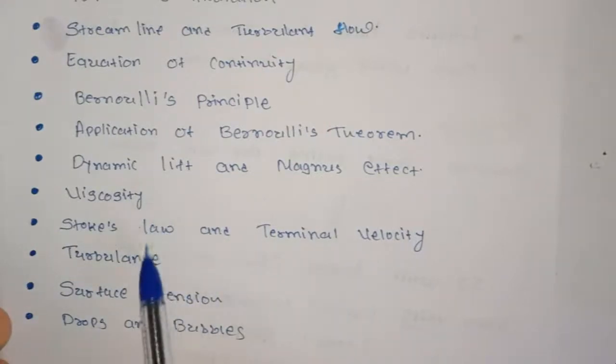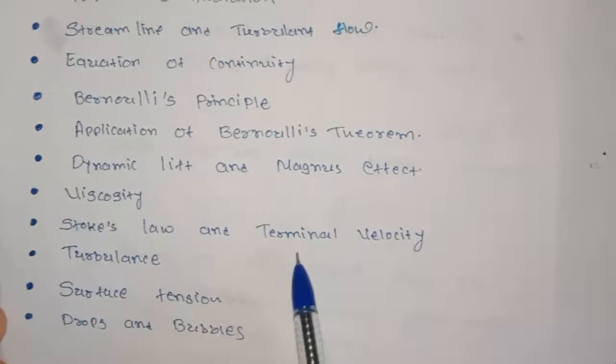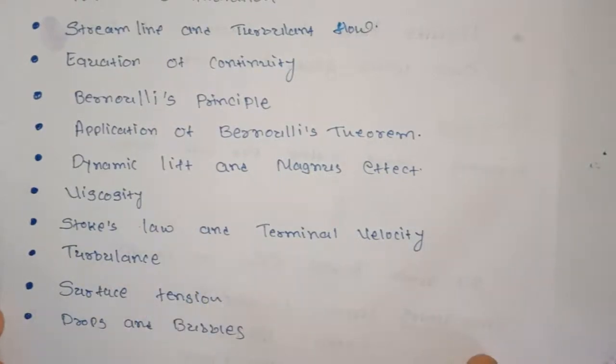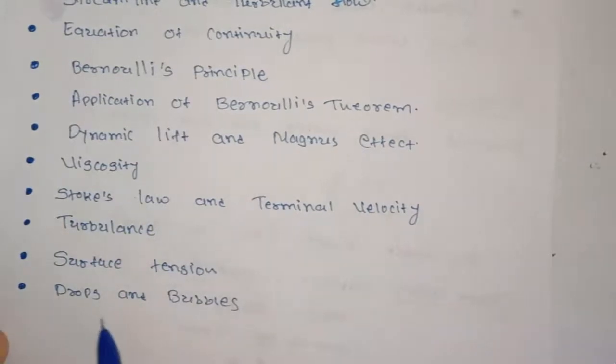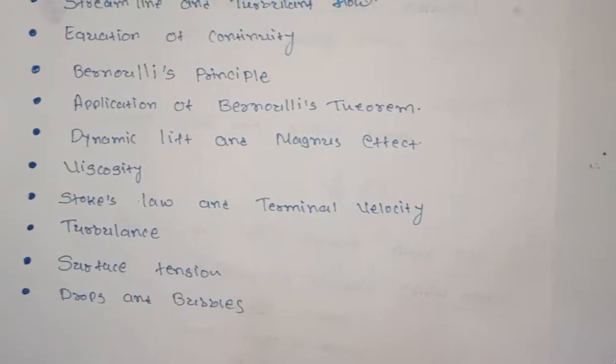Because of the viscosity, there will be friction. The force of friction will be given by the Stokes law, and the velocity of any object in given fluid will be terminal velocity. Then we'll understand about the turbulence, the surface tension, and at the last we will understand about drops and bubbles, the formation of drops and bubbles, excess pressure inside them, etc. So let us begin.